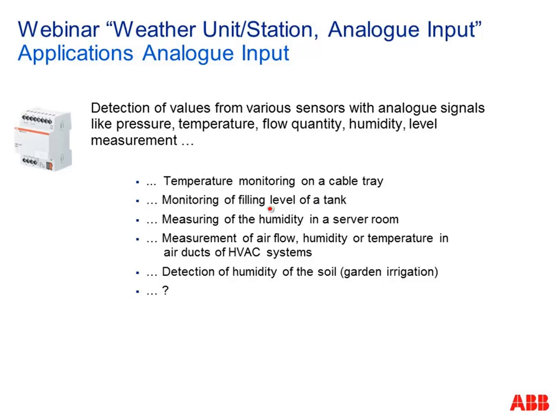So, for example, you would like to monitor the temperature of a cable tray where a lot of cables are installed. So you need a temperature sensor connected to analog input. Or you would like to monitor a filling level of a tank. Measurement of humidity in a server room, which might be very important, for example. Or in an HVAC system, you would like to measure the airflow, again the humidity in the air duct, or also the temperature, possible with such a solution as well. Or here an application from a more residential project, you would like to have garden irrigation automatically, so you measure the humidity of the soil and automatically the irrigation will start if necessary. And maybe other special solutions are possible with an analog input.